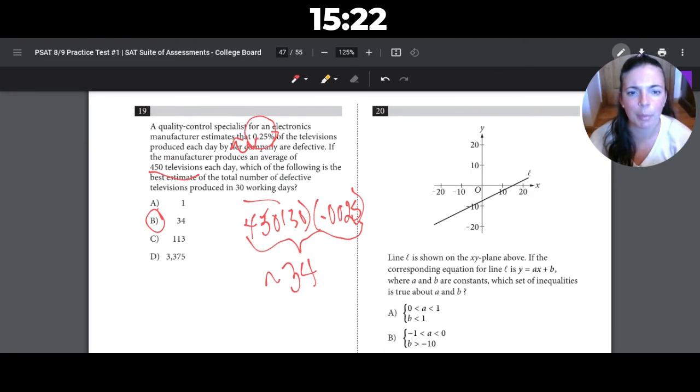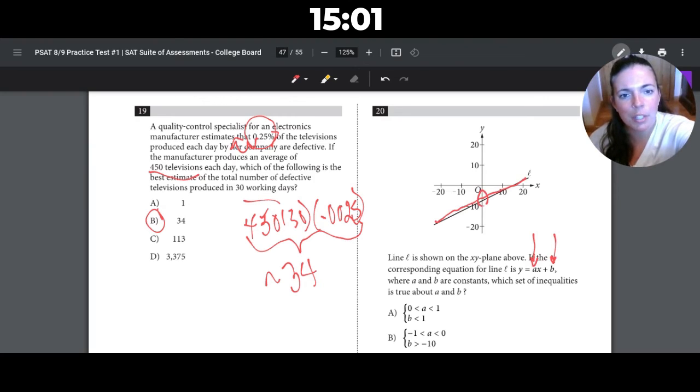20. Line L is shown on the xy plane above. If the corresponding equation for line L is y equals ax plus b, where a and b are constants, which set of inequalities is true about a and b? So this is a line. We need to find our slope and our y-intercept. So looking at my slope, this is positive. Okay, this is definitely positive, but my y-intercept is negative, but it looks like it's greater than -10, right? It's a little bit higher than that. So let's see our options.